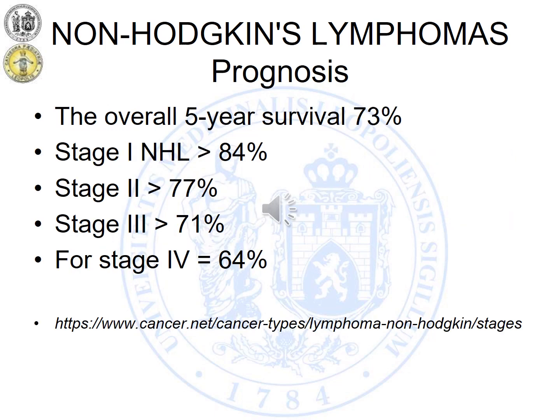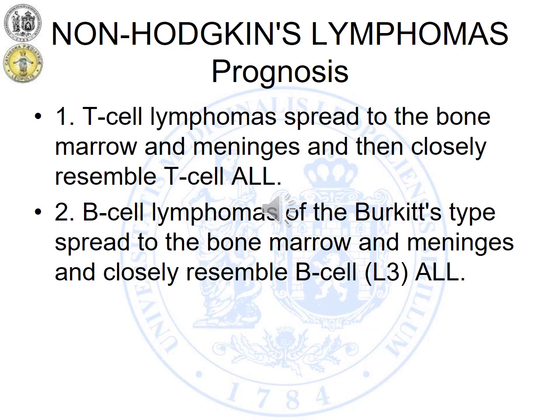With appropriate management of the metabolic consequences of rapid cell turnover as well as institution of therapy, a favorable outcome is often achieved. Without therapy, rapid and widespread dissemination occurs. Prognosis. T-cell lymphomas spread to the bone marrow and meninges and closely resemble T-cell acute leukemia. B-cell lymphomas of the Burkitt's type spread to bone marrow and meninges and closely resemble B-cell or L3 acute lymphoblastic leukemia.